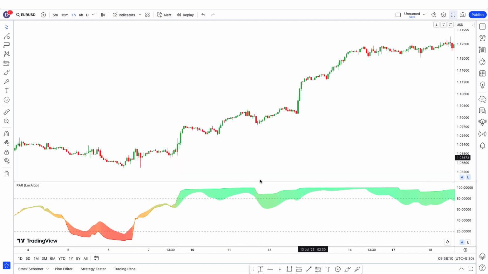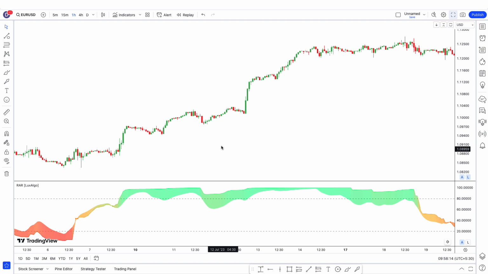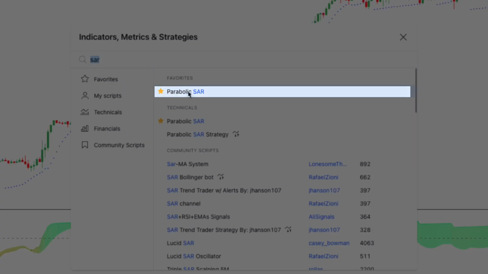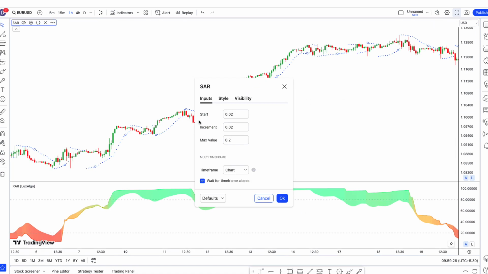Now that you learn how you can use this indicator for identifying trends and evaluating the strength or weakness of trends, let me teach you a trading strategy based on this indicator, which is highly profitable. For this strategy, we add another two indicators. Here we click on Indicators and we search Parabolic SAR. We add this one, which is a built-in indicator in the TradingView platform and we need to change its settings.